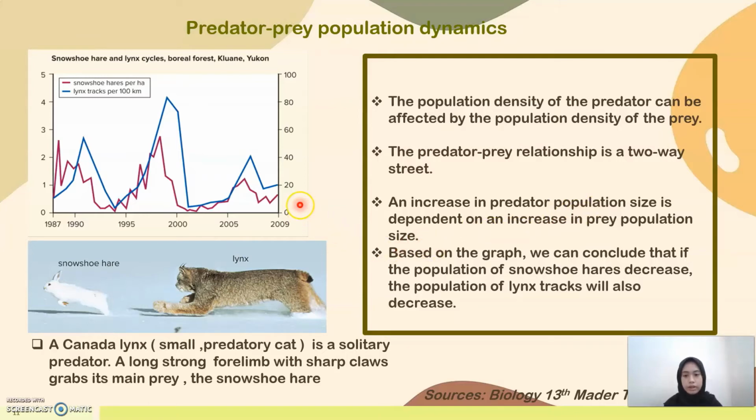So, based on this graph, it shows the population of Canada lynx, which is the predator, and the snowshoe hare, which is its prey, in the boreal forest. So, based on this graph, we can conclude that if the population of snowshoe hare decreases, the population of lynx will also decrease due to food shortage.